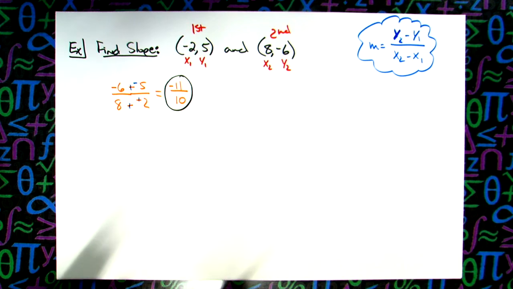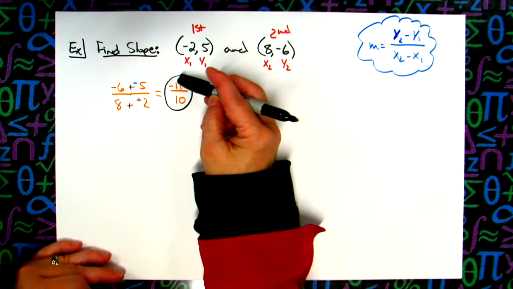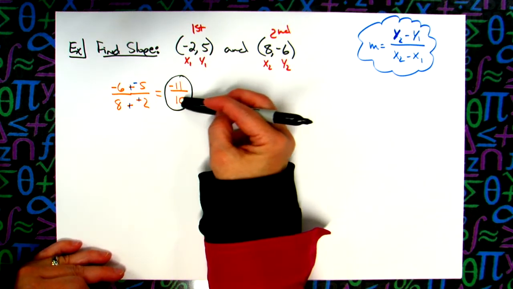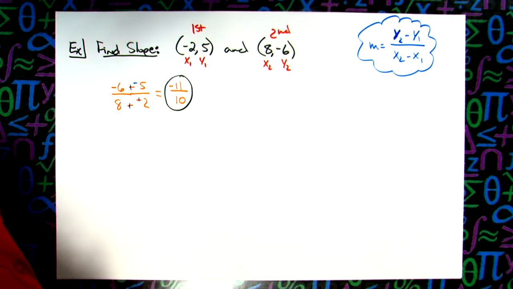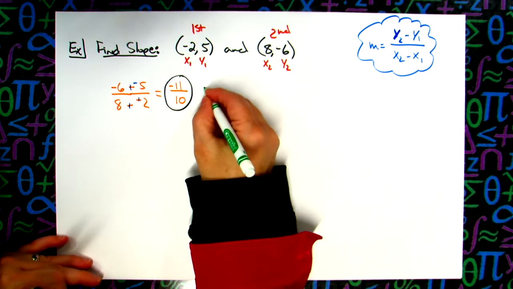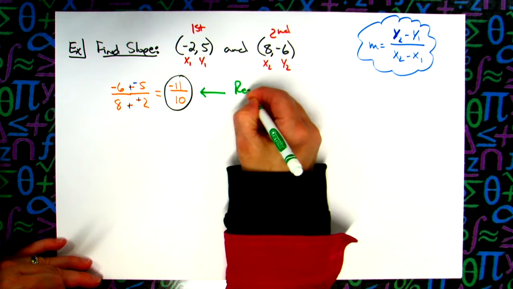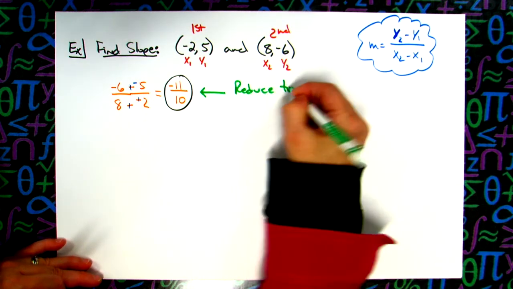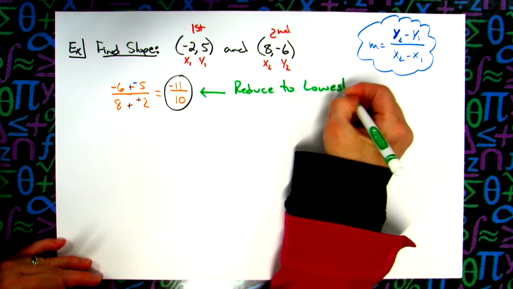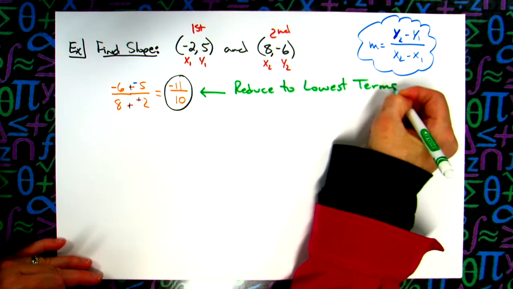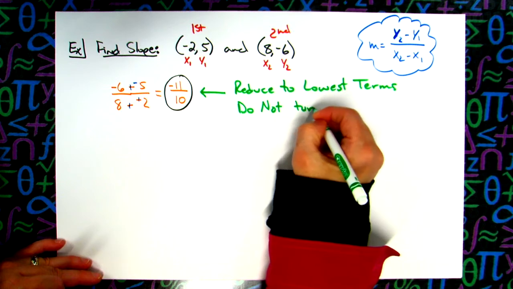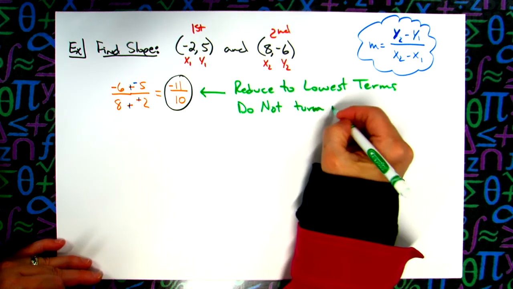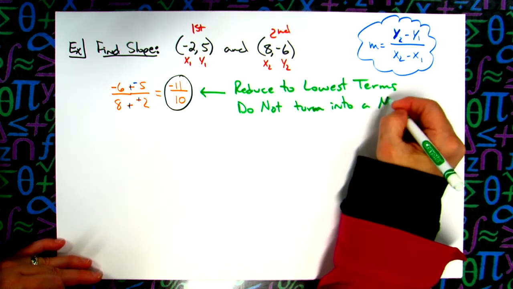It can't be a mixed number based on our definition, because our definition said we need a change in the y's and a change in the x's. So I literally need a number on top and a number on the bottom, and I don't care if the number on top is bigger. Okay, so we're going to say reduce to lowest terms. Do not turn it into a mixed number.